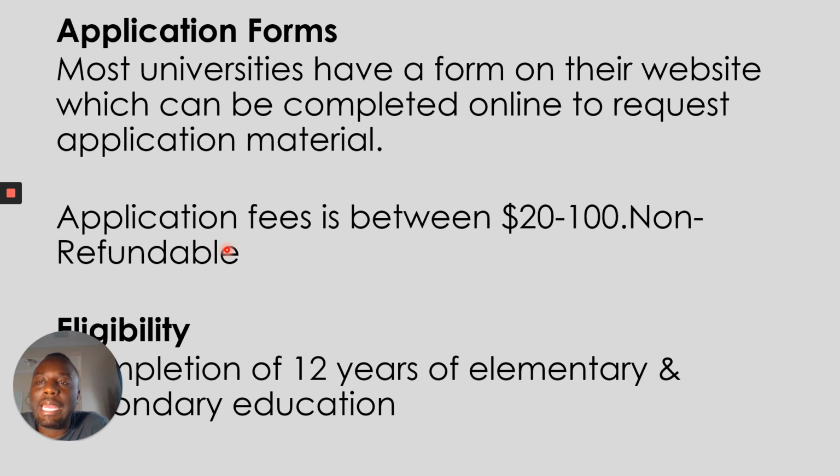Now, eligibility for undergraduate studies in the US: you have to have completed at least 12 years of elementary and secondary education. Depending on which country you come from, you must most likely have completed your high school before you do your undergrad here. So make sure that you're eligible. That's one of the requirements.